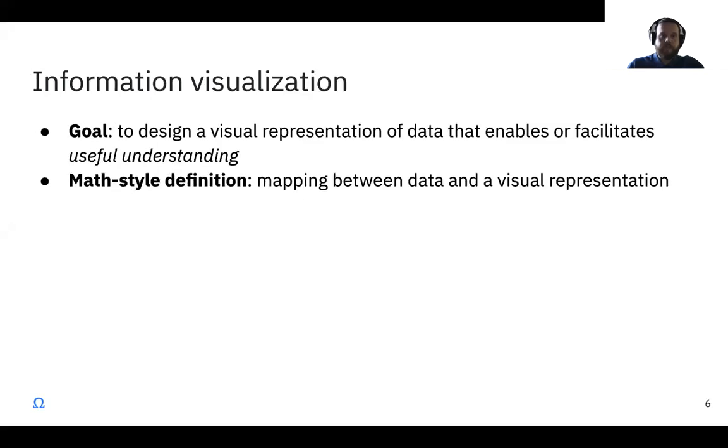So what is information visualization? There are multiple definitions. On this slide, I have selected two that I believe are useful. First, you can define information visualization through the goal. The goal is to design a visual representation of data that enables or facilitates useful understanding. Useful understanding is a bit of a vague term, but we're going to see why later in the course. If you prefer a more math-style definition or intuition, you can consider information visualization the mapping between data and a visual representation.